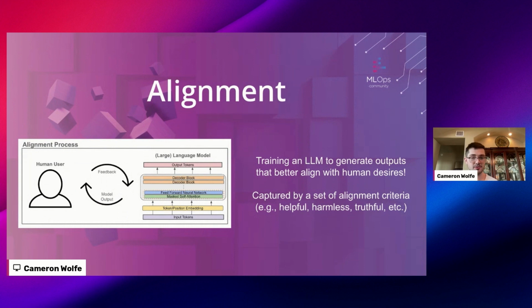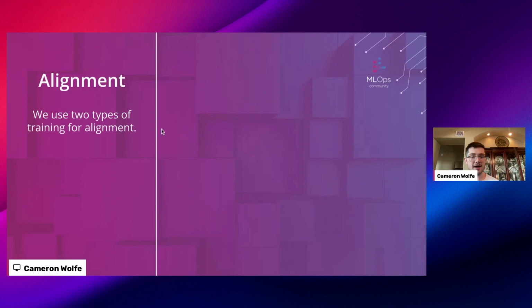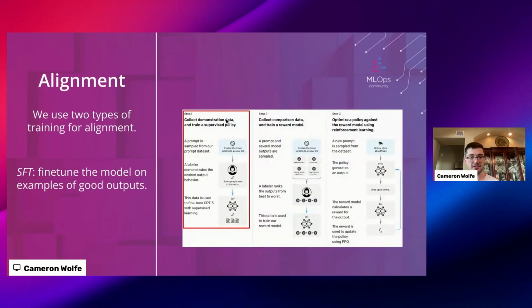Right? So they could write them from scratch. They could rank outputs and say, this one is better than this other output because it's more helpful and so forth. But we're always acting on these alignment criteria and trying to train the model so that it captures them within its output. To make this happen, there are two types of fine tuning that we perform. One of them is supervised fine tuning, which is pretty simple. We collect a data set of good examples that we think align well with what we want and then fine tune the model on these examples.